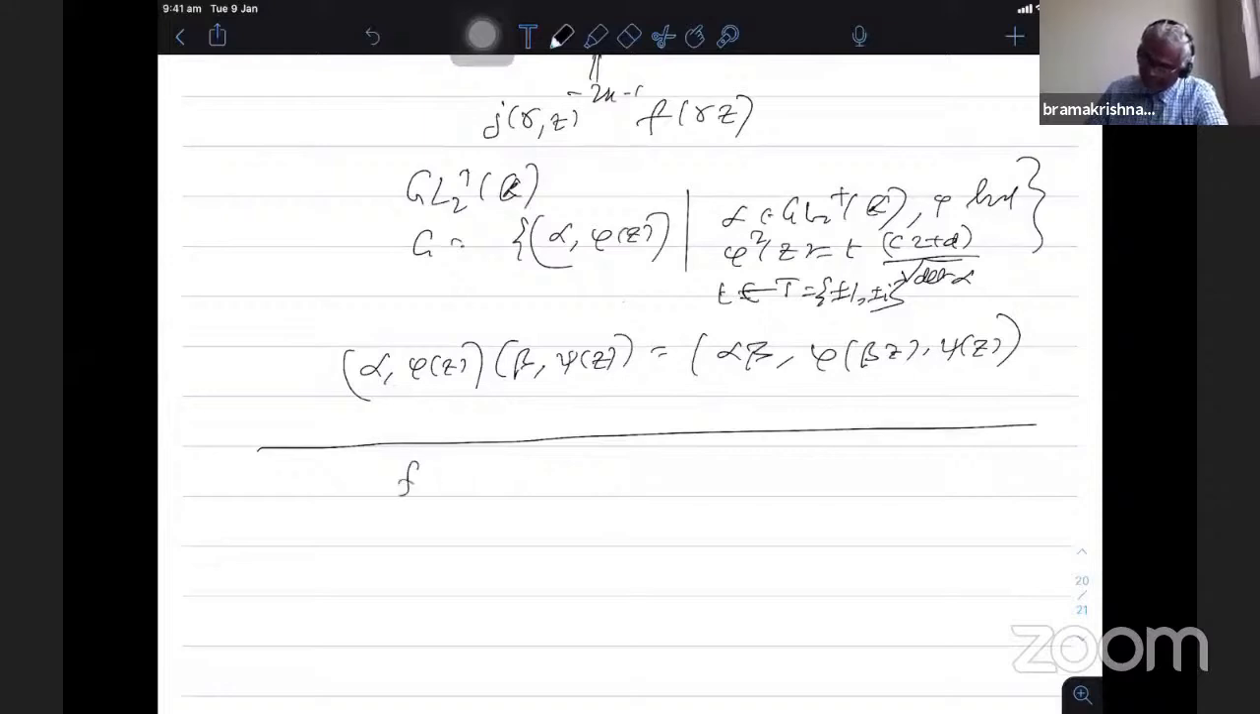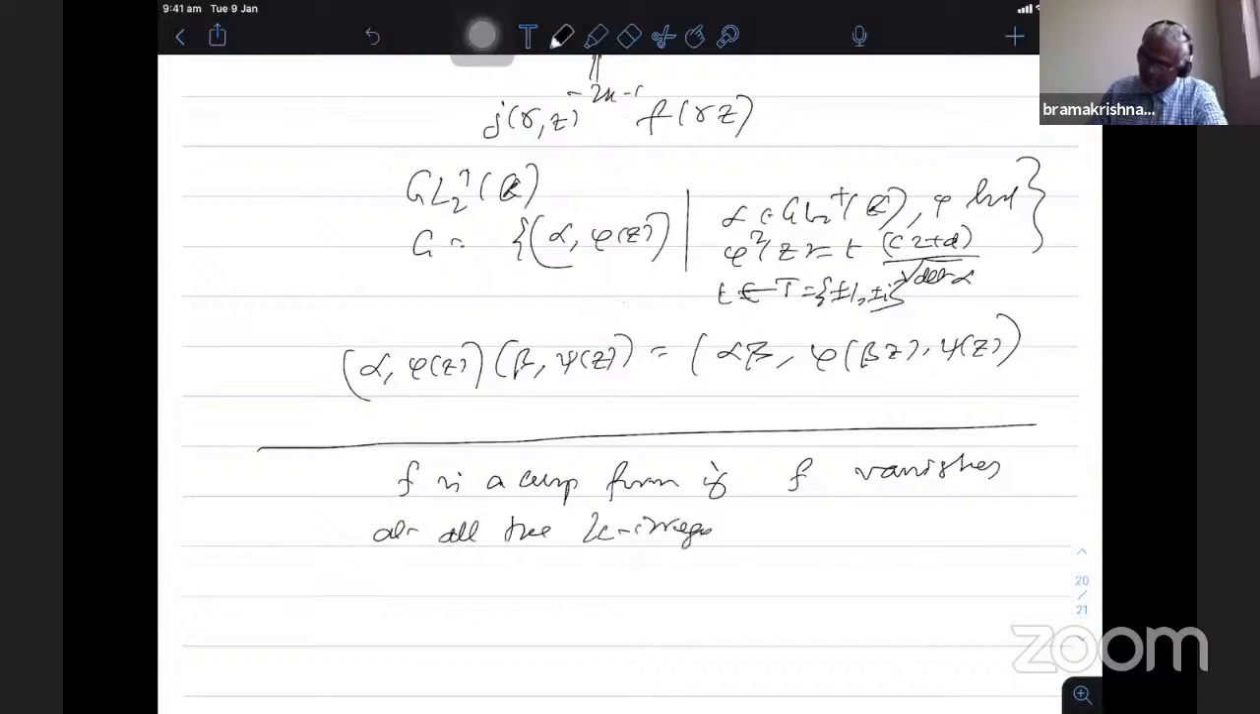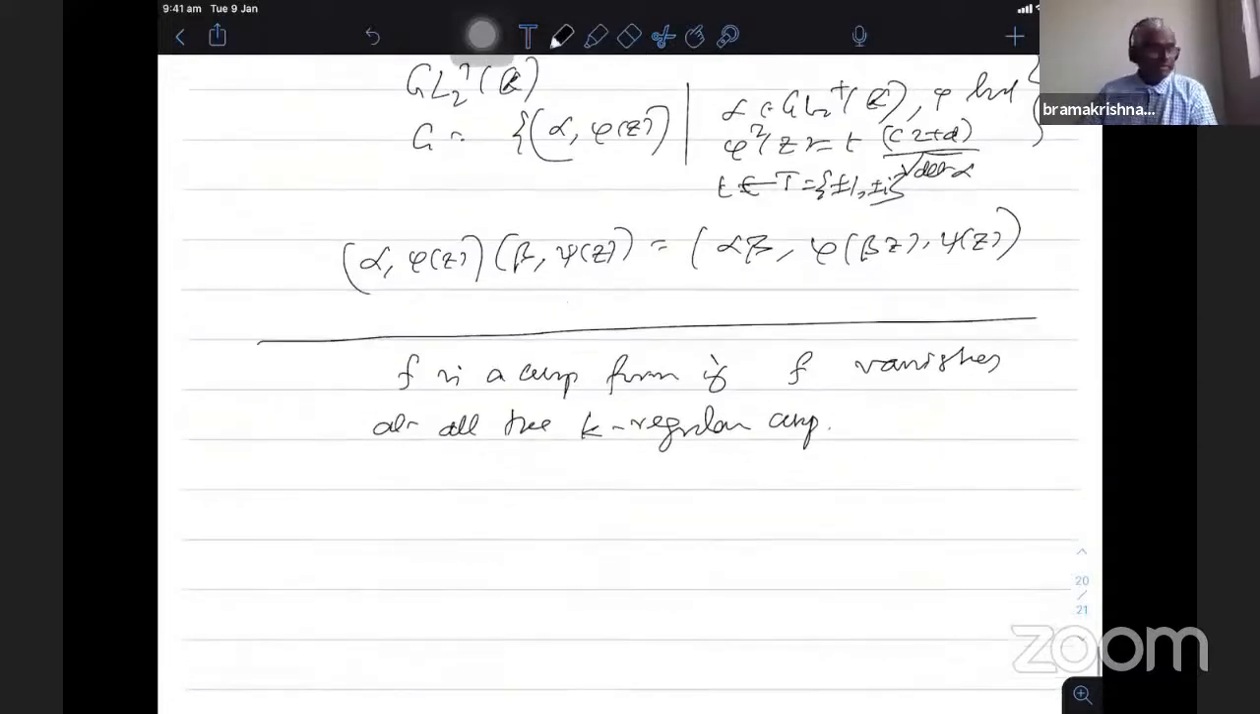With this definition we just introduced, one part was that F is a cusp form. This I will explain. F is a cusp form if F vanishes at all the k regular cusps. I am telling again, k regular cusps. I'll briefly explain what are regular and irregular cusps.